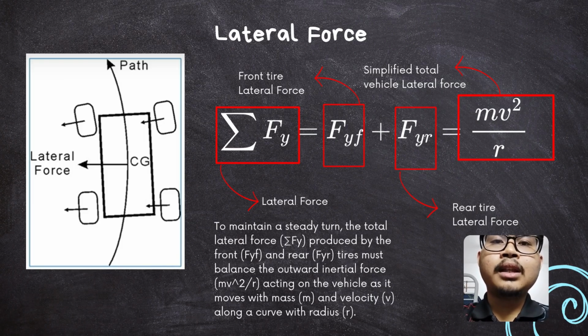To maintain a steady turn, the total lateral force sum Fy produced by the front Fyf and the rear Fyr tires must balance the centripetal force mv square over r, acting on the vehicle as it moves with mass and velocity along the curve with the radius. That's it.